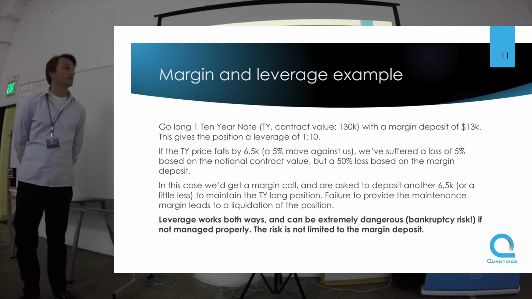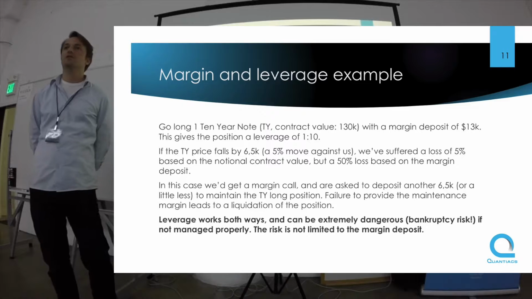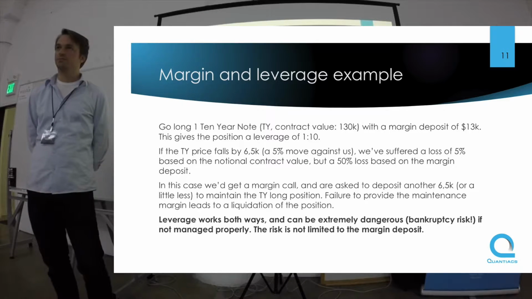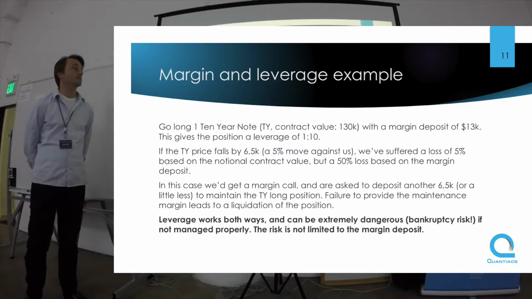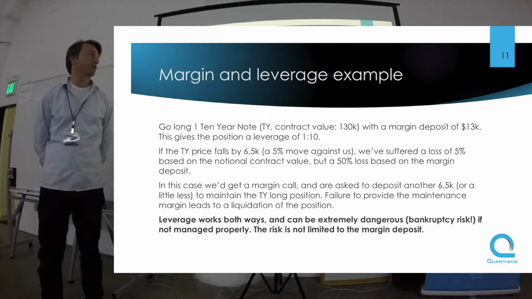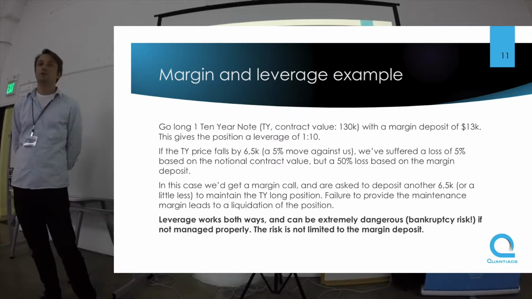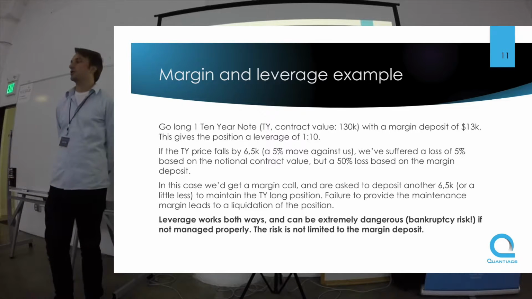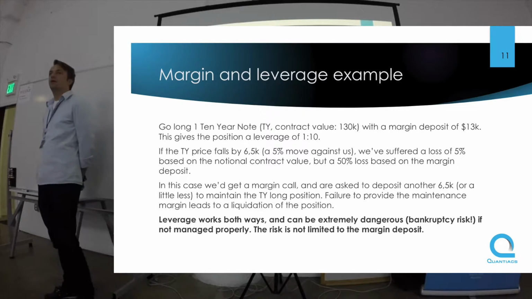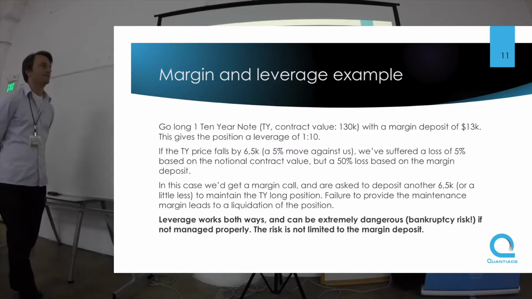If I deposit only 13K, I'm still exposed to the risk of a 130K position. That's leverage, basically. So if the price of the 10-year note falls by 6.5K, which is a 5% move against us, measured in notional contract value, we have already suffered a loss of 50% of our initial margin. So you have to manage your risk, manage the leverage. This is very, very important.